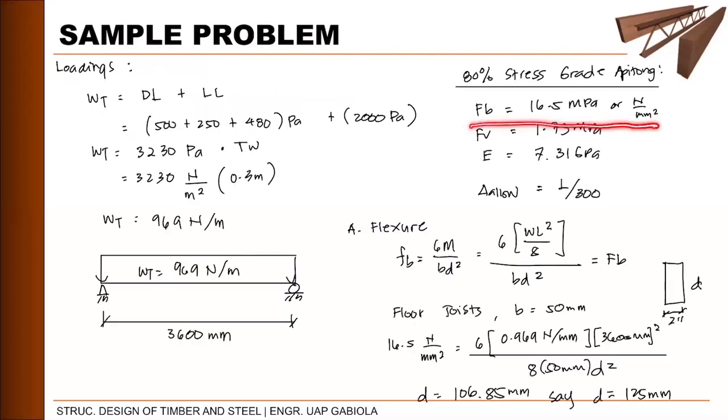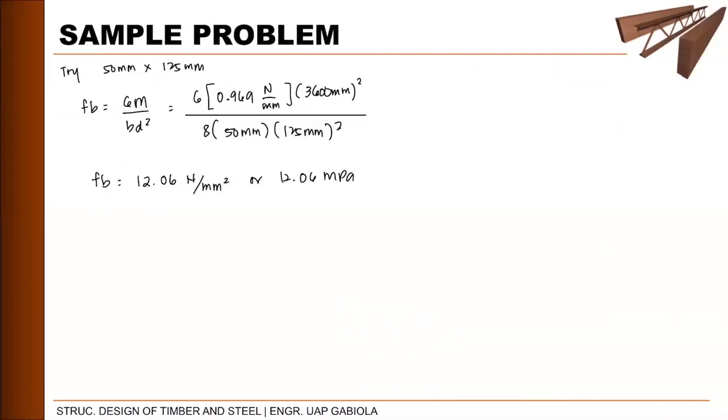And we have to check dun sa ating bending. Ang allowable bending stress natin is 16.5. Since ang FB natin is less than dun sa allowable FB natin, therefore, okay siya sa bending. Okay? Okay siya sa bending. Right? Next. Shear naman tayo.